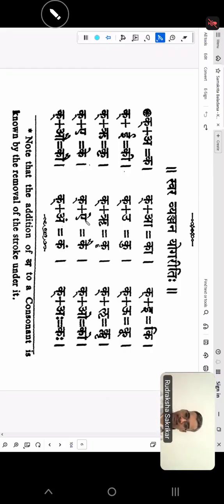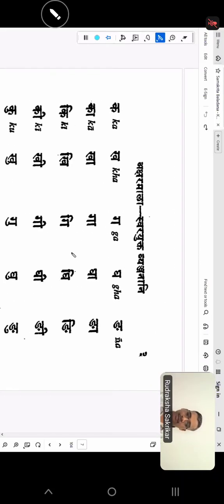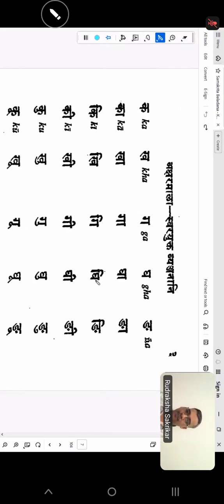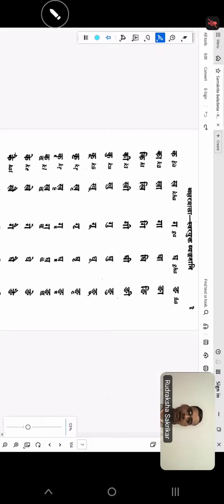So this is what we call Barakhadi. We have studied that in nursery. The Barakhadi of Sanskrit is given here. That means whenever all the vowels are added to the consonants, what are the combinations of that? The author has given it in the book vertically, so we can go vertically.